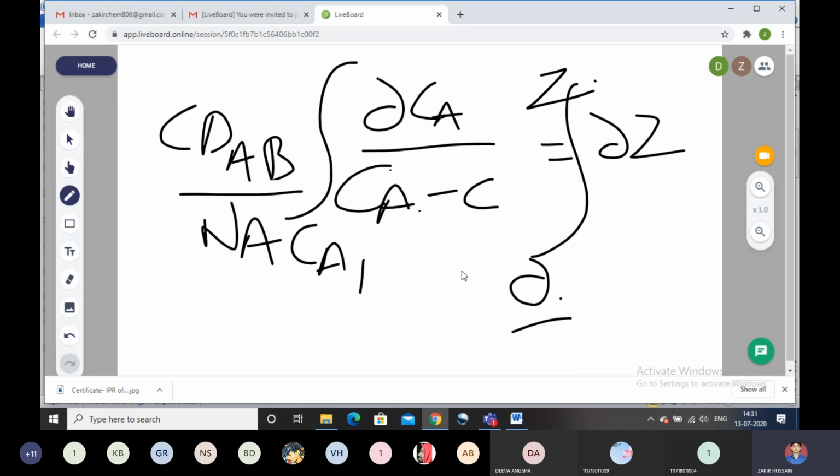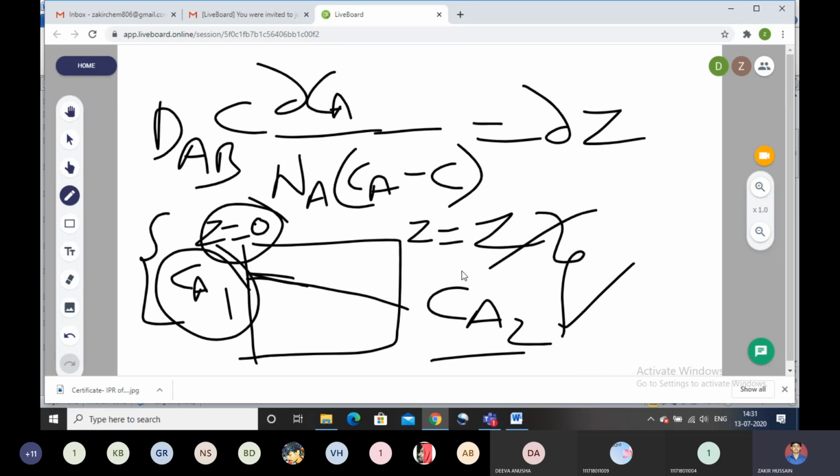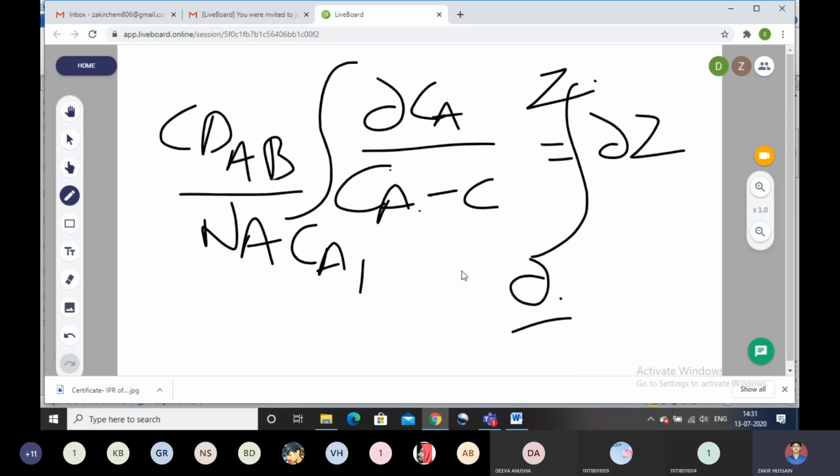When z is equal to some z value, the concentration will take the value of Ca2. In this way we have to fix the boundary conditions. Remember, in any type of mass transfer, heat transfer, whether it be mechanical unit operations or transfer phenomena, more advanced courses, we need to evaluate the limits. Then only it will be possible to set the limits. It is not general mathematics, this is applied mathematics, so it will be somewhat tough.